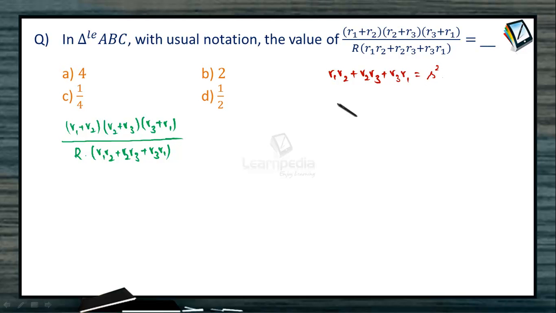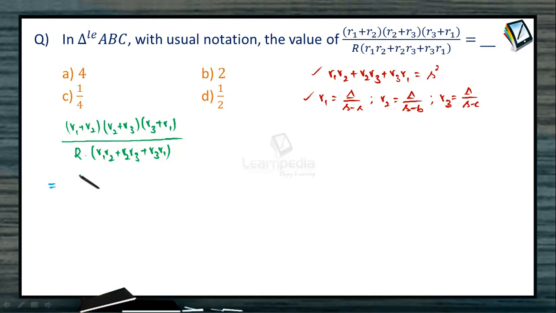Now the denominator's second factor, that is R1 into R2 plus R2 into R3 plus R3 into R1, has value S square, and we will also use the result R1 is delta by S minus A. Similarly R2 is delta by S minus B and R3 is delta by S minus C. Let's carry these two results and substitute in the given expression.